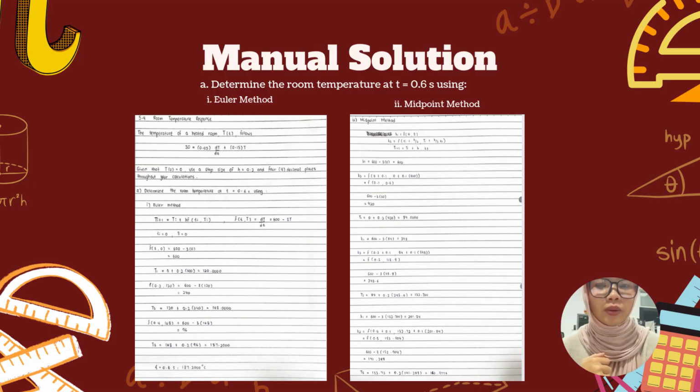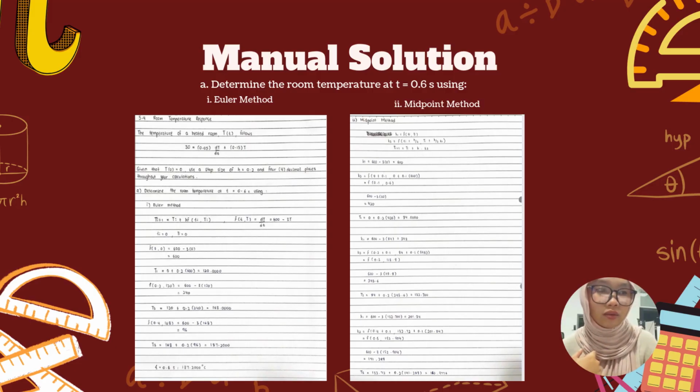Question 5.4, room temperature response. Question A: determine the room temperature at t equals 0.6 using the Euler method and the midpoint method. From the problem, we arrange the equation to find the slope formula. The slope formula f(t, T) equals 300 minus T. Step size h equals 0.2 and start point t0 equals 0.